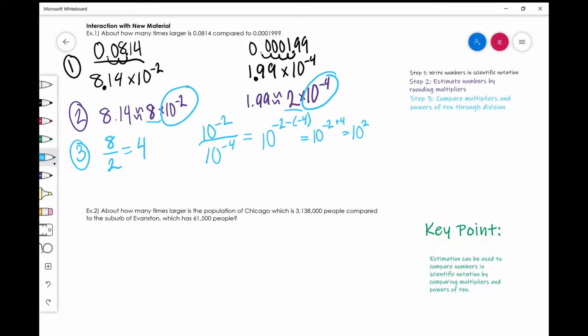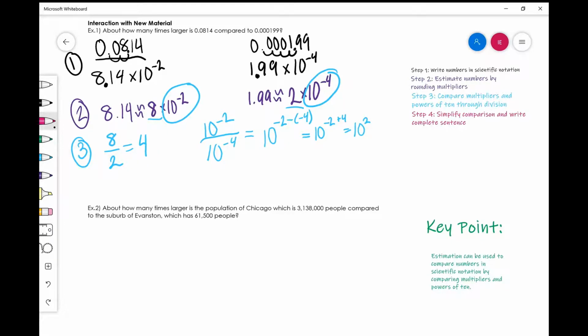So now that we've compared our multipliers and our powers of 10, we can simplify our comparison and write our complete sentence for our answer. Let's first simplify our comparison. I know that 8 is 4 times bigger than 2, as we found here. I know that in our power of 10, 10 to the negative 2 is 10 to the second power bigger than 10 to the negative 4th. If I wanted to simplify that out, I could say that I have 4 times 100 or 400.